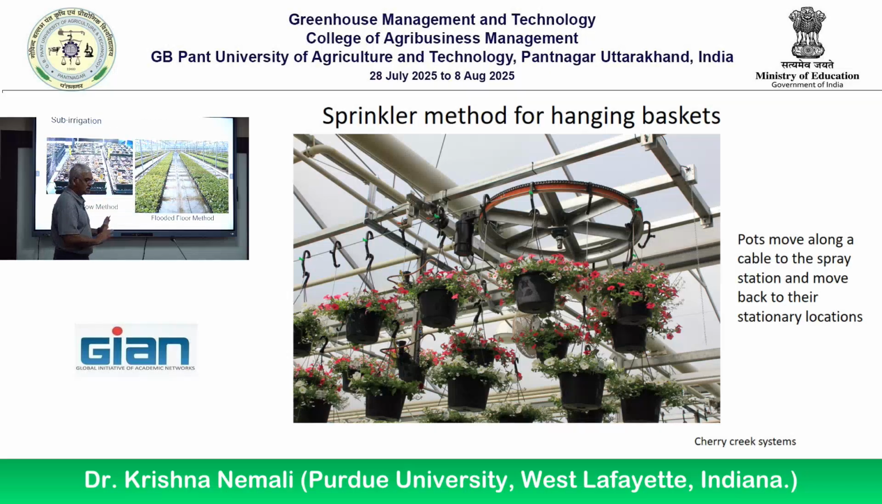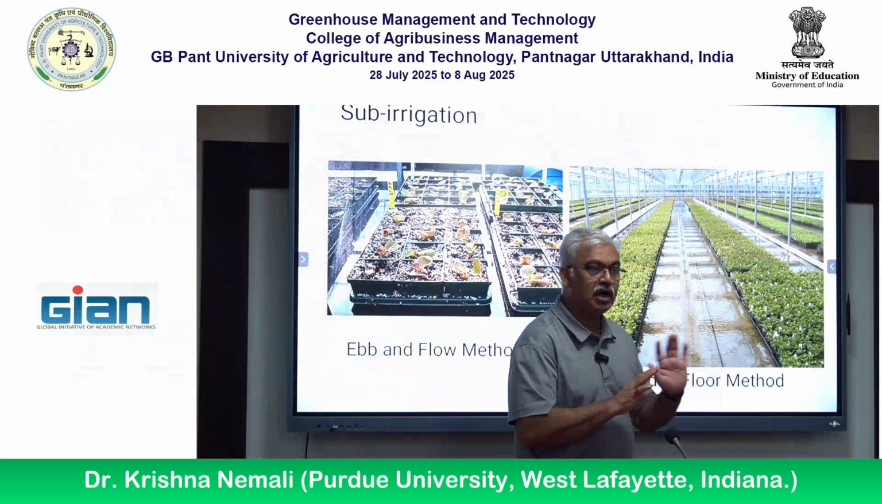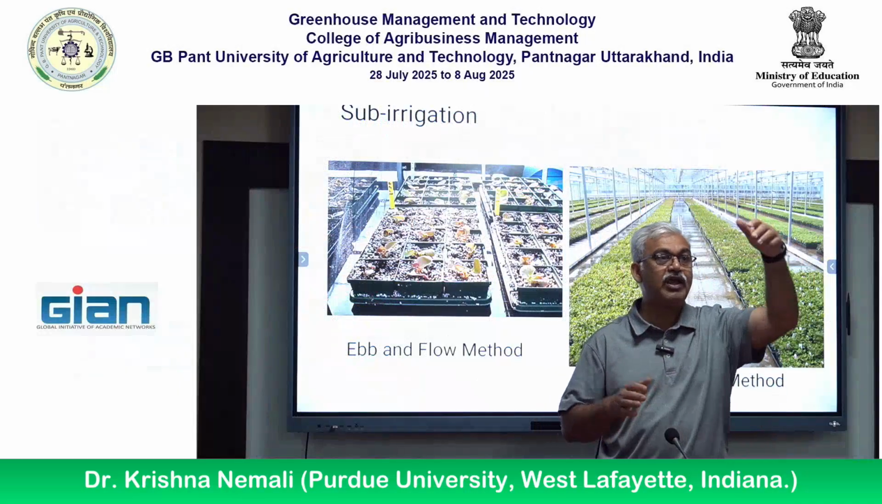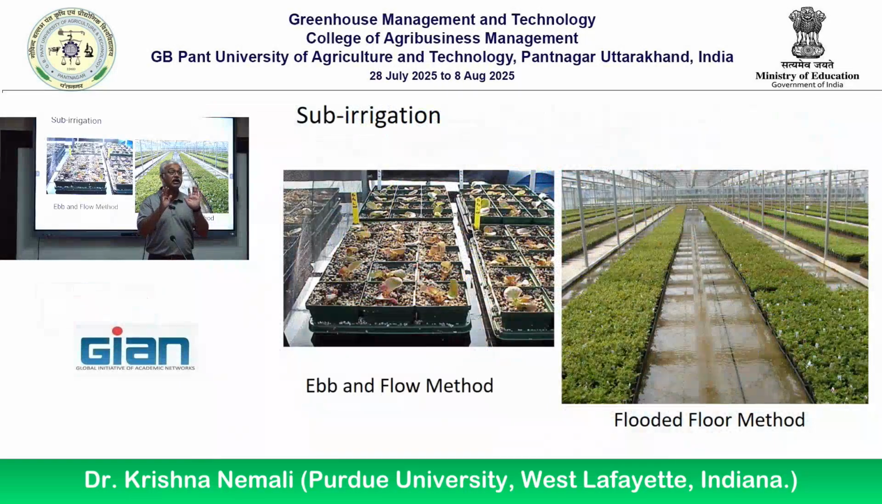All right, now let's go to sub irrigation. I talked about overhead irrigation. For those who came a little bit late, we are talking about irrigation: how do you irrigate? There are two methods of irrigation. One, you add water top down, so water falls on the plants and runs down. That's overhead irrigation. The other method is bottom up. That's what I'm going to talk about. That's called sub irrigation.